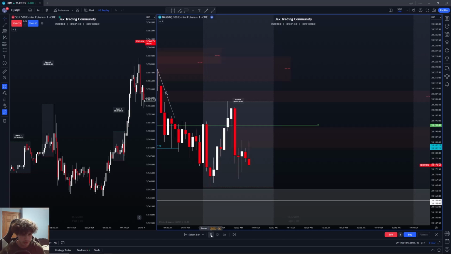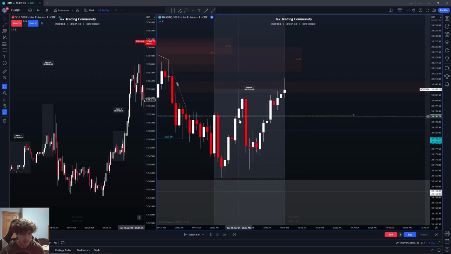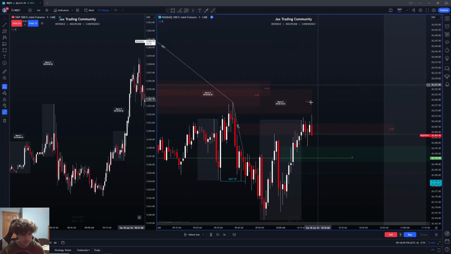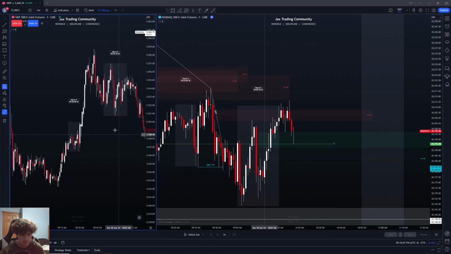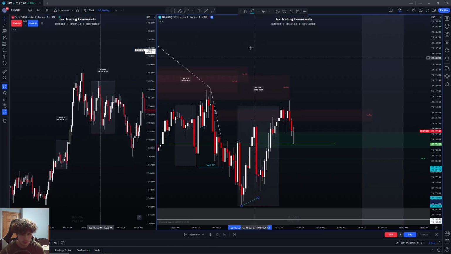Do we respect this fair value gap? Sort of. Yes, we do. So this fair value gap we don't respect, but we do respect this one down here. We also form an SMT right here.